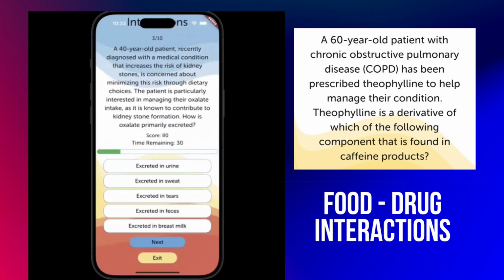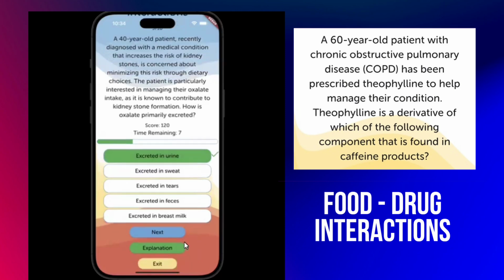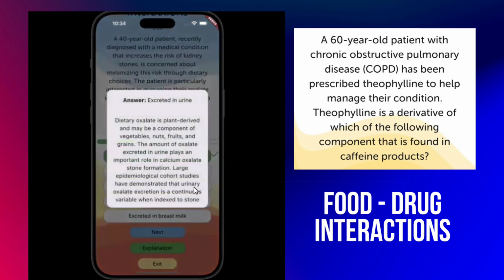So oxalate is a very unique compound that is found in vegetables like spinach, and even rhubarb contains oxalate. It is best to cook spinach or steam your vegetables to degrade this compound before eating. But let's go because our time is running out. What do you think? I would say excreted in the urine. Awesome. So let's look at the explanation.